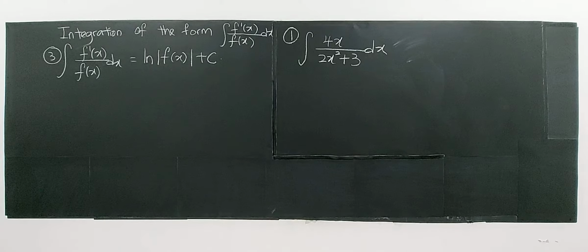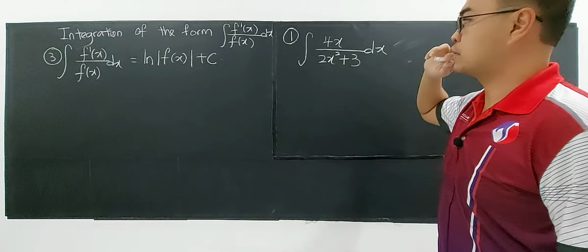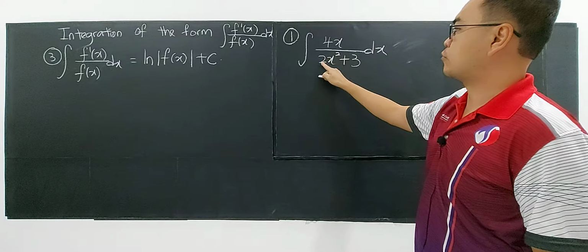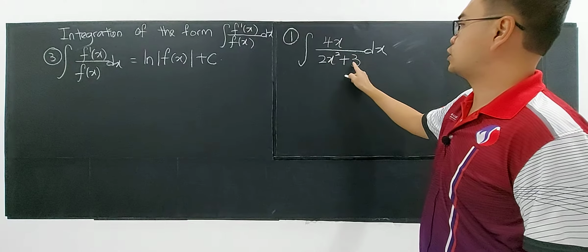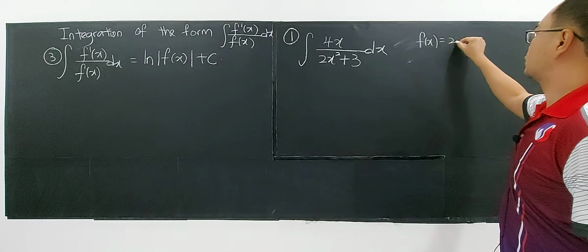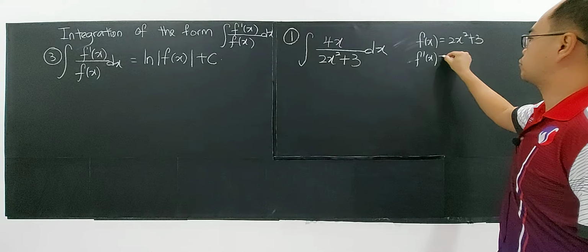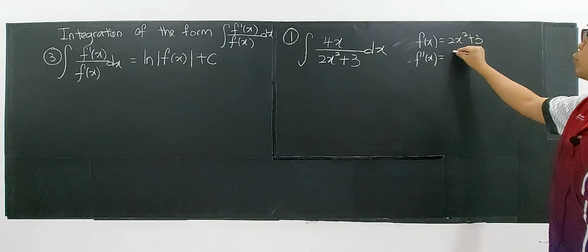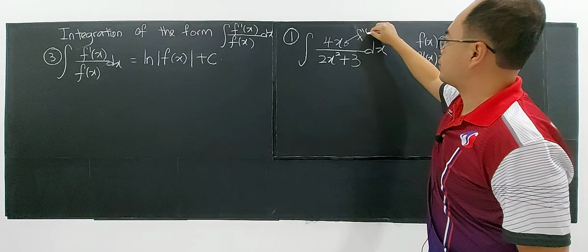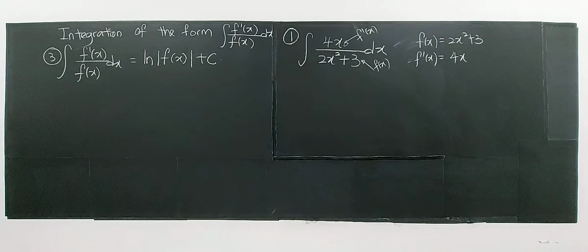Example 1. I have 4x over something, a rational function, right? I can observe that when I differentiate the denominator, I will get 4x, and differentiating 3, you get 0. So it means that my f(x) in this case is 2x squared plus 3. If you differentiate it, f prime x is 4x. So you will see that this is your f prime x and this is your f(x). You can see very clearly here.